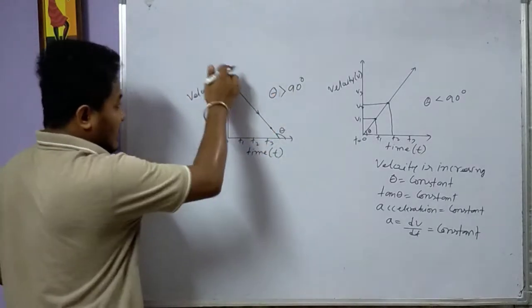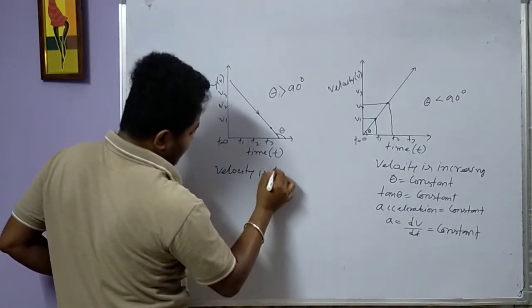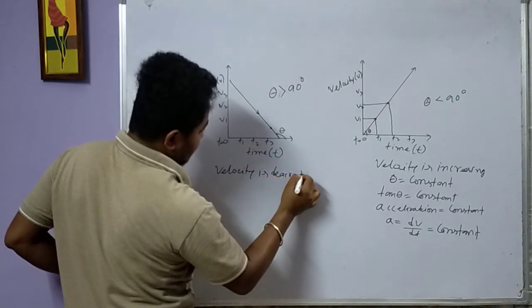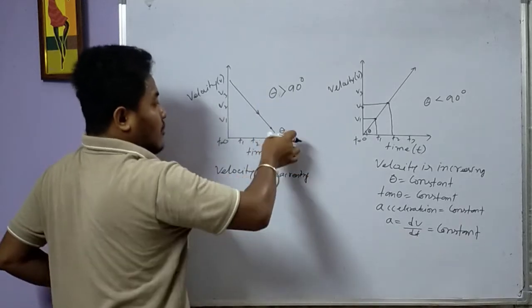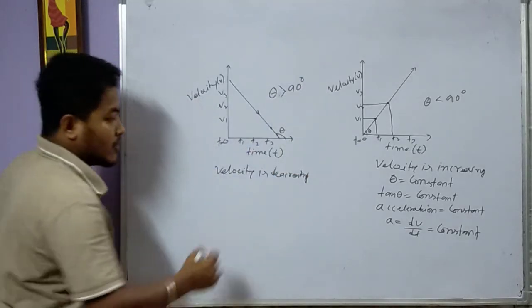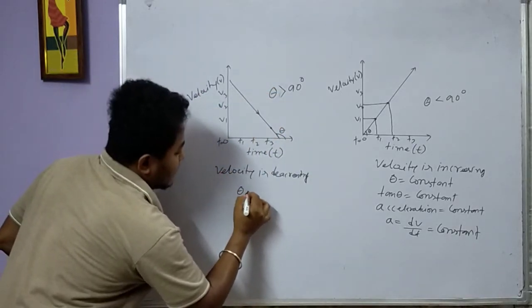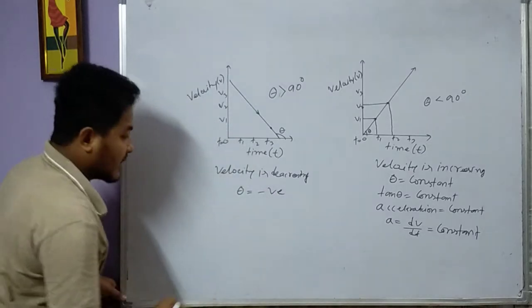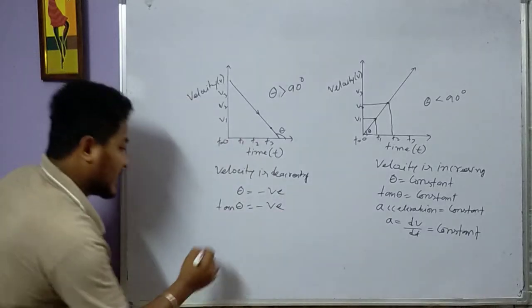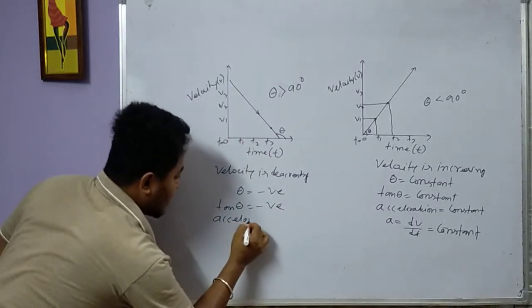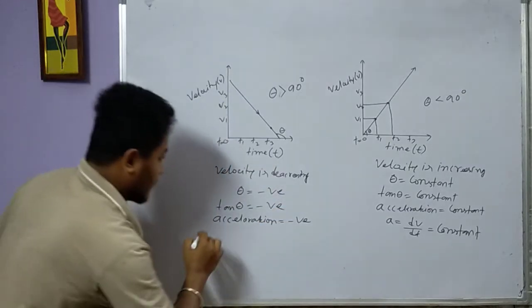That means in this case, velocity is decreasing, and all theta is going to be greater than 90 degrees. So if theta is greater than 90 degrees, then what happened? Then tan theta is negative. If tan theta is negative, that means acceleration is also going to be negative. Have you understood this point?